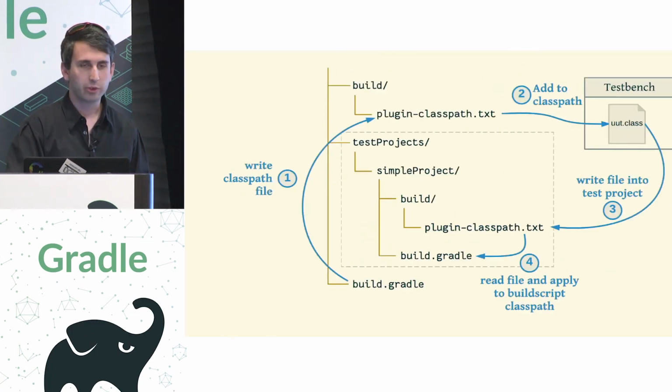So this was the sort of convoluted workaround that I came up with to keep my just compiled plugin on the class path. The outer build.gradle uses the method sort of suggested in the Gradle documentation to write the class path out to a file in the build directory, just a new line separated list of .class files. And then it also puts that file on the class path when it runs the test bench. Okay, the test bench then writes that back out to disk inside that simple project build so that its build.gradle can read that file and put it on the class path and then apply the plugin and find it successfully.